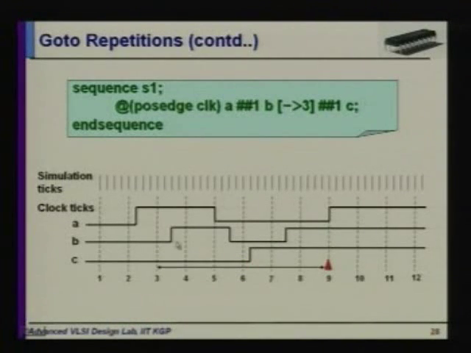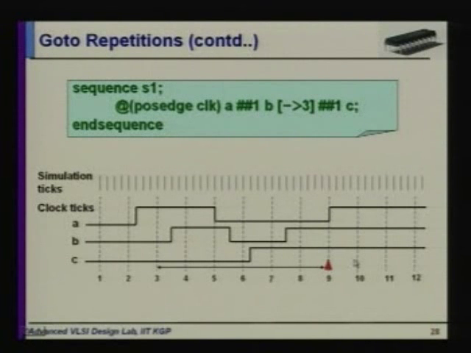Look here, the evaluation attempt starts at clock cycle 3 where A matches first, then in clock cycle 4 B matches, clock cycle 5 B matches, clock cycle 6 B doesn't match. Clock cycle 7 also B doesn't match. So B matches for only 2 times, 1 time remaining for B to match. In clock cycle 8 B matches. In the immediate next clock cycle there must be a C. That is the difference between go-to and non-consecutive, which will come afterwards.